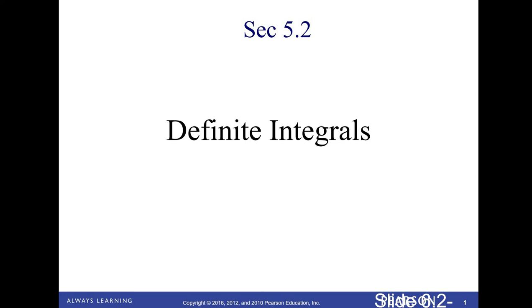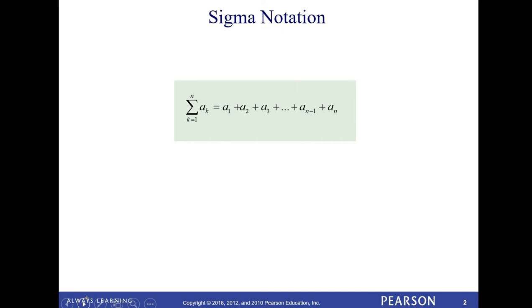Section 5.2 is definite integrals. So first we're going to look at sigma notation. This notation says that we are finding the sum. The Greek letter sigma stands for sum in mathematics. The sum of every term, a sub k, as k goes from 1 to n. So we're adding a whole bunch of terms up.